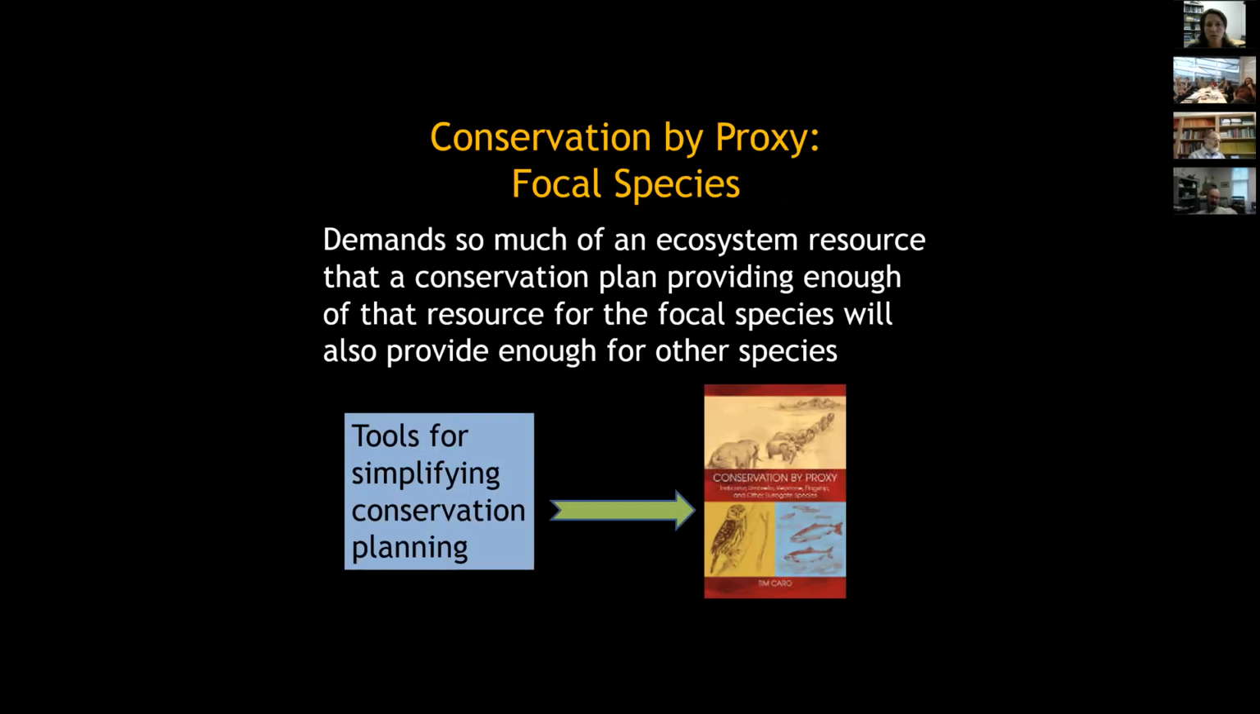So that brings us to thinking about how do we conserve these large landscapes. And one tool for simplifying conservation planning is to think about using a focal species. A focal species is a species for which if you were to protect the habitat or the requirements of that species and provide enough of the resource for that focal species, presumably it'll provide enough of the resources for these other species. So oftentimes you can think about these as focal species or umbrella species, where the species is providing an umbrella for all of the other species that fall underneath it.